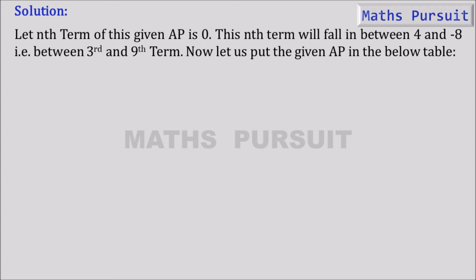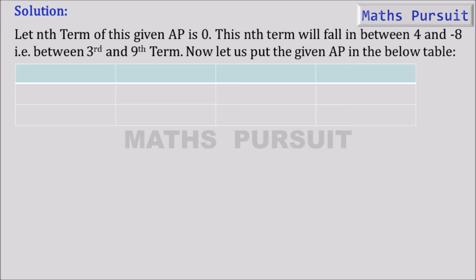Now let us put the given AP in the below table. Guys, as usual, I always prefer to create a table and put the arithmetic sequence in the table so that it would be easy to calculate the numbers without confusing among them. For that reason, I have created a 4-column table with 3 rows, naming first term to first cell, third term to second cell, nth term to third cell, and ninth term to fourth cell. And guys, you could see that I have given here the nth term in between the third and ninth term.